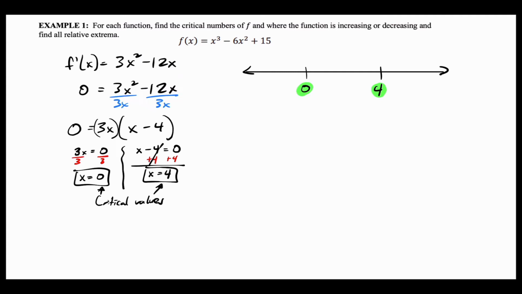So in between 0 and 4, I'm going to pick a value. Doesn't matter which one. You can pick a decimal. You can pick a whole number. Any number between 0 and 4 you're going to pick. I'll pick 1. What I'm going to do is plug it into the derivative and see what kind of number I get. Okay. So I plug it into the derivative. Oops, I should have plugged it in there too.